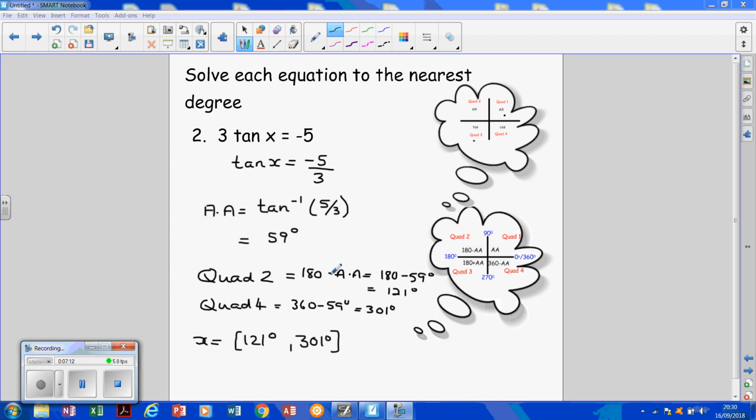Now, when you're writing down your two answers, make sure you list them, because the acute angle is not one of the answers, because we do not have an answer in quadrant 1. So our two answers have got to be written down clearly and underlined at the end.